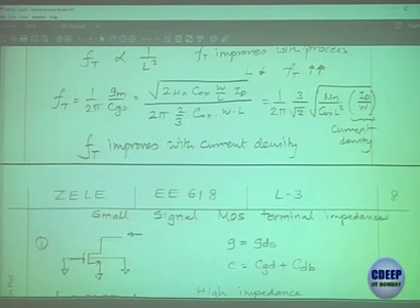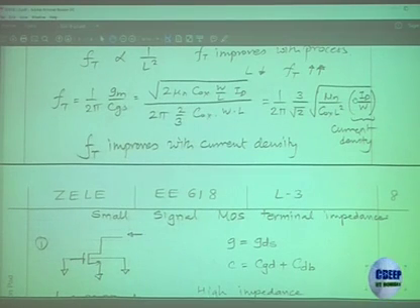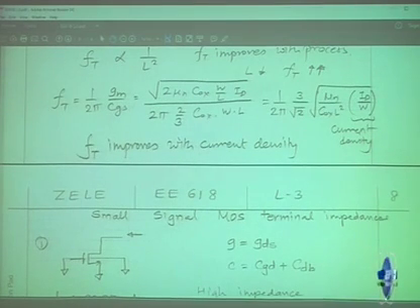And the other thing was FT improves with current density. That's what we figured out. So given W, if you pump in more current, your FT will improve.